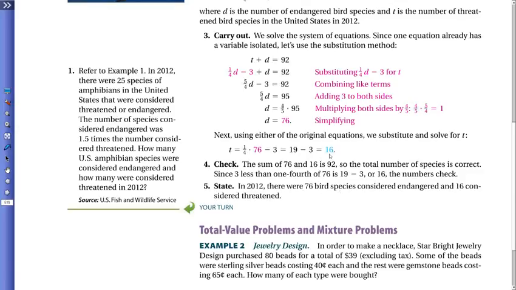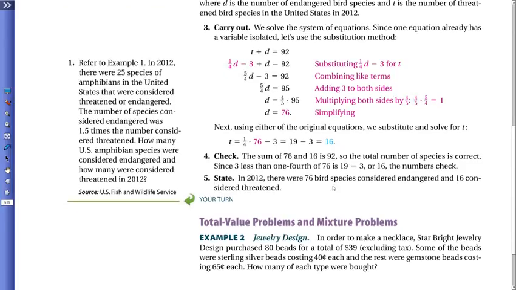I need to know what that ordered pair, or the solution to that system, is really telling me, which is that I have 16 threatened and 76 endangered, because that's what they're asking. They're saying, what's going on in 2012? Well, I have 76 bird species considered endangered and 16 considered threatened.